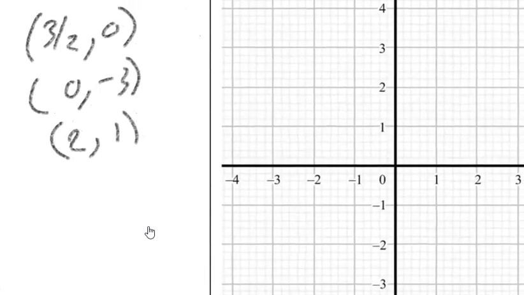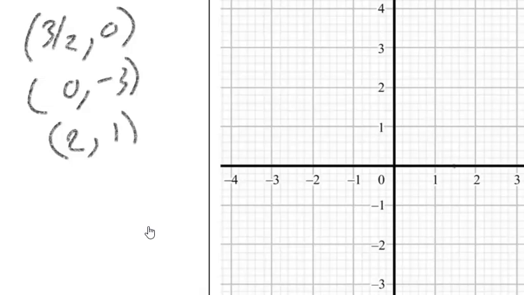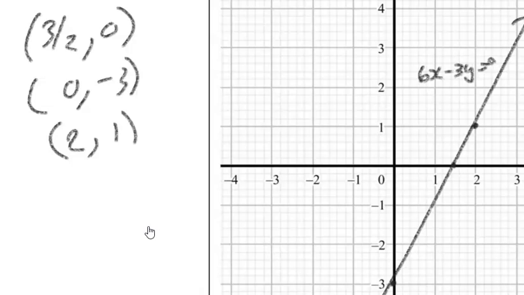So if I now plot these values, again we have the 3 over 2 somewhere here and the minus 3 here. And if x is 2, then y is 1. And if I now take my ruler, these three dots must lie on the same line. So I just join them and I label my graph with the formula, which is 6x minus 3y equal to 9. It looks, however, better to have the function y equal to mx plus c, but there's nothing wrong with this.